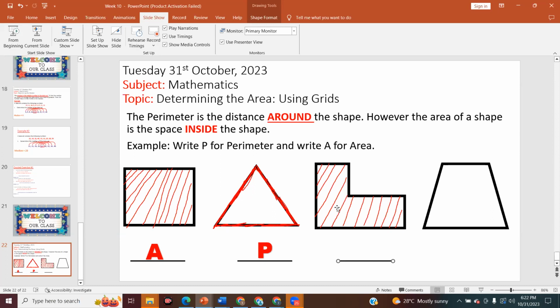Again, if you think it's area that's being represented there, put A. If you think it's perimeter being represented there, put P. All right.